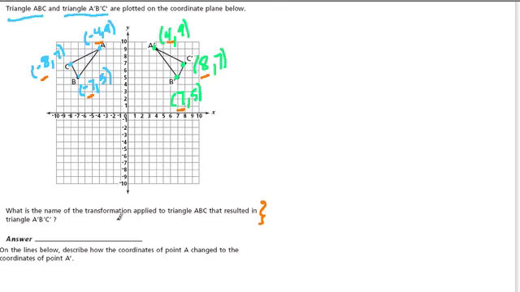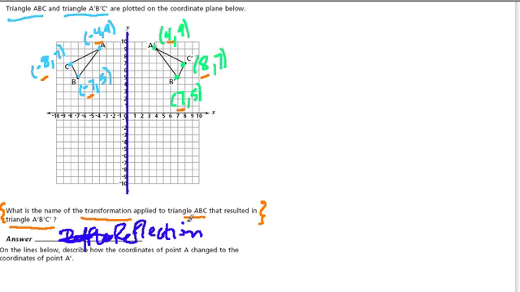And they ask us down here, what is the name of the transformation applied to triangle ABC that resulted in triangle A prime, B prime, C prime? Well, I would say that this is a reflection on what? On the y-axis. We're reflecting on this line. So I would say a reflection on the y-axis. How do I know?